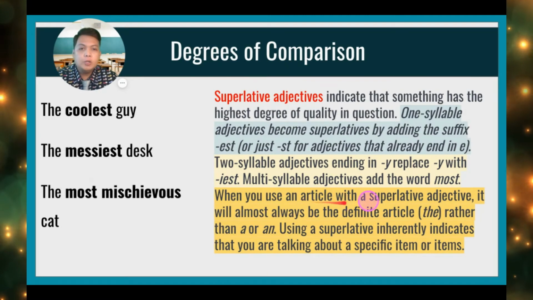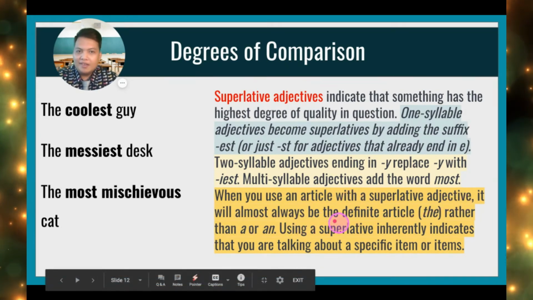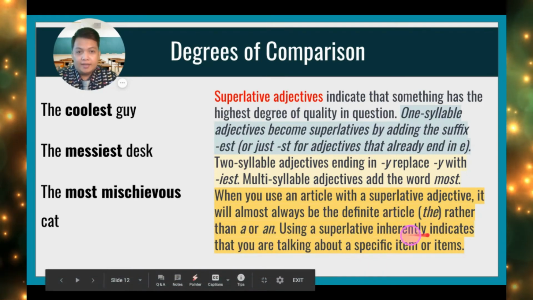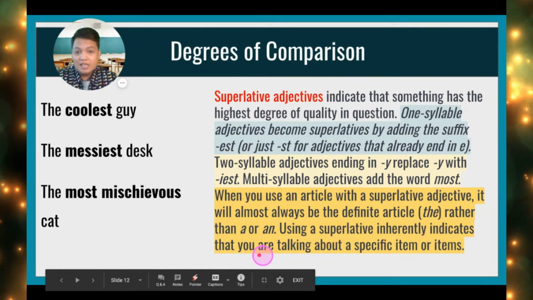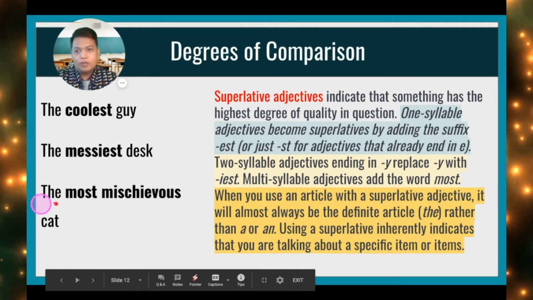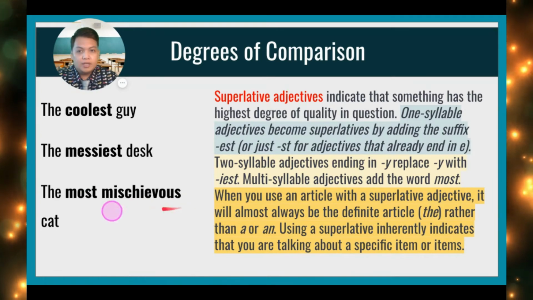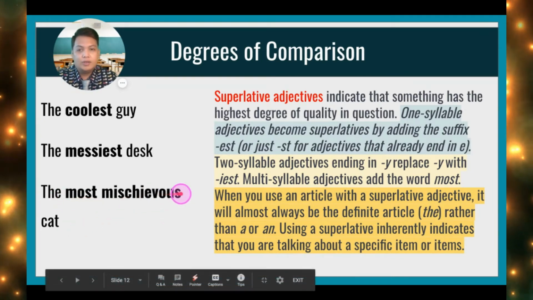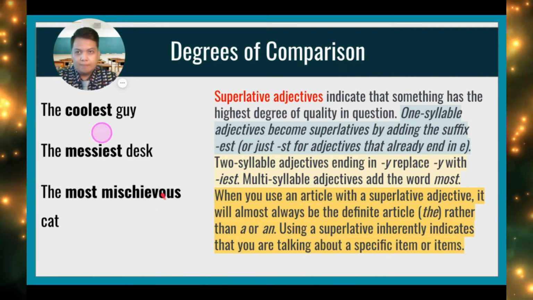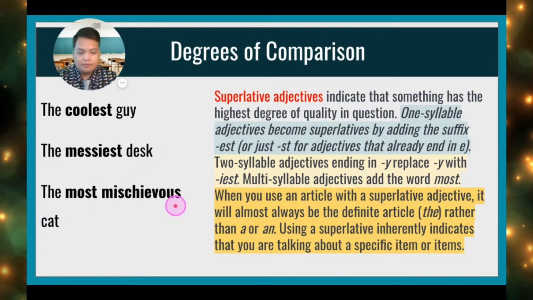So when you use an article with a superlative adjective, it will almost always be the definite article the rather than a or an. Using a superlative inherently indicates that you are talking about a specific item. So that's why don't forget the article the, then most, and then the base adjective. Now, here, the coolest guy, the messiest desk, the most mischievous cat.